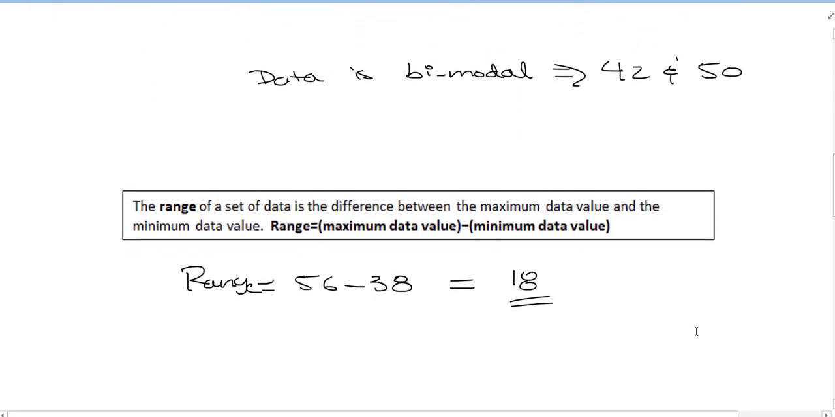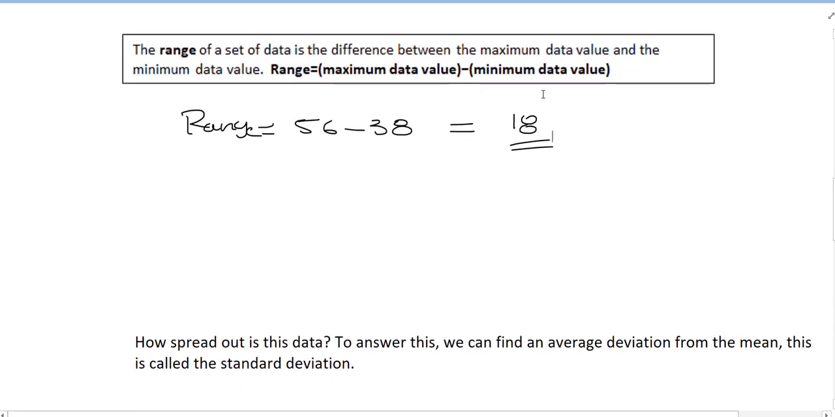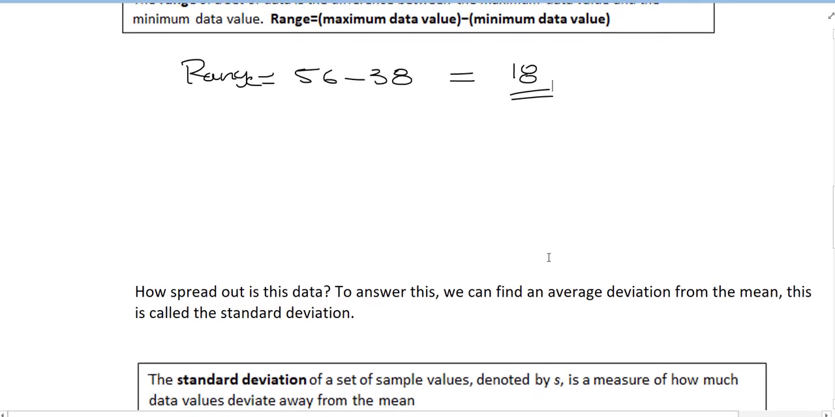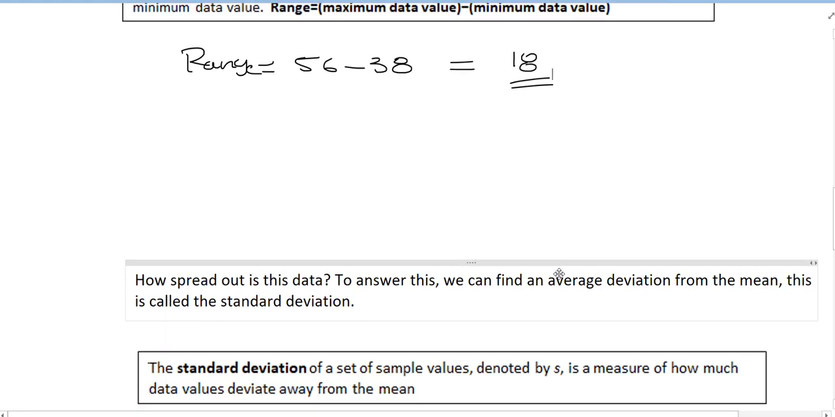So that's our maximum data value minus the minimum data value. And so this will be in dollars. So $18 is the range. How spread out is this data, right? The range also helps us tell that. It's like, okay, from the minimum value to the largest value is 18. So that means that the bulk of the data is within $18.